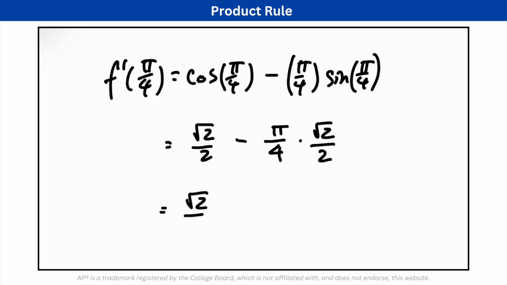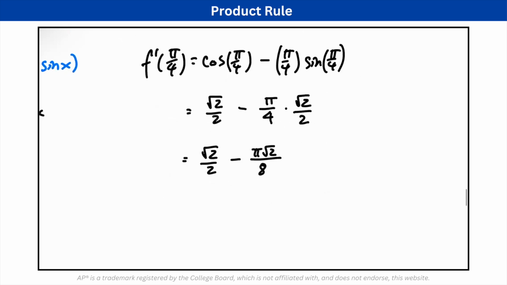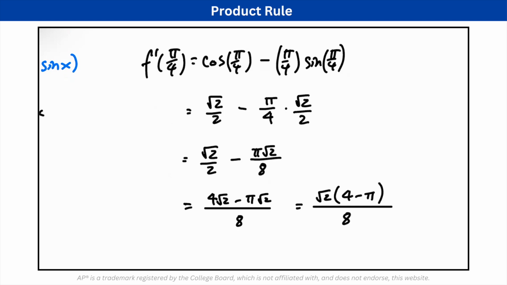So you can say this final answer would be root 2 over 2 minus pi root 2 over 8. And I don't really see a point of you combining them together, but in case you do, you may do this. In case there's a multiple choice and you did not see anything that is shown, then your teacher might want you to factor out the root 2 just like this. But hey, if you give me this one, I would take it.